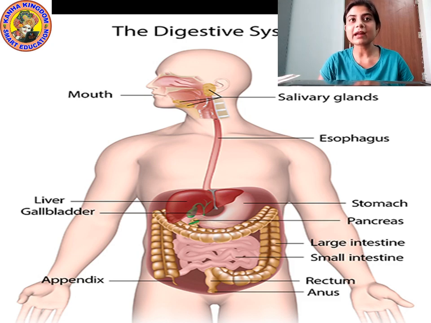So these are the organs inside our body which help in the process of digestion, and these organs together form the digestive system. Understood?